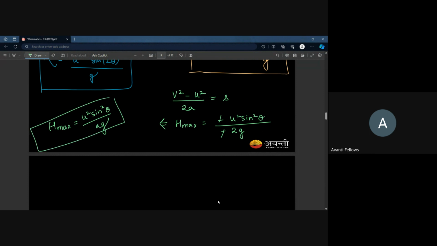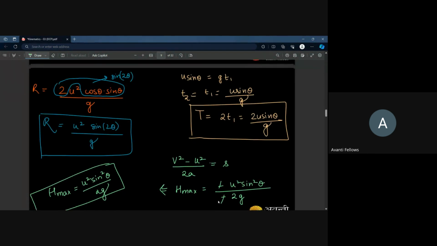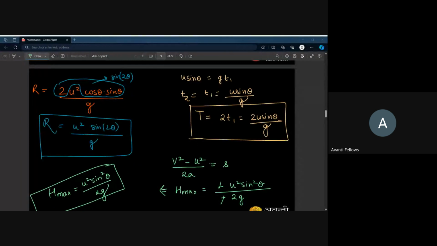Now, is it okay? Can you get the expressions on your own? See, since we are dealing with an MCQ based paper, it is not my concern whether you got this derivation or not. I gave you this derivation so that you can calculate it if you forget the expressions. But it is highly recommended that you remember these three expressions: time of flight, maximum height, and range. You are supposed to learn them, okay? Yes, ma'am.